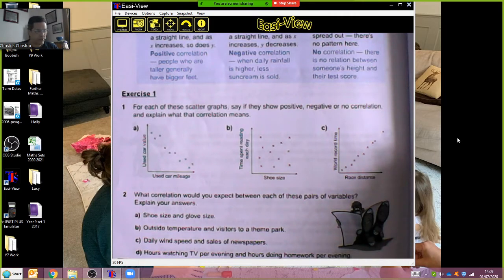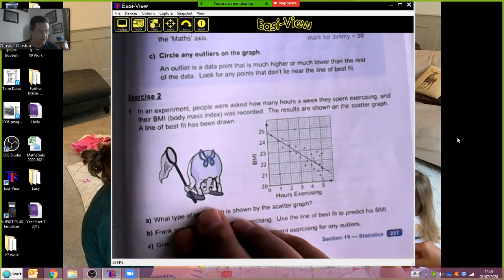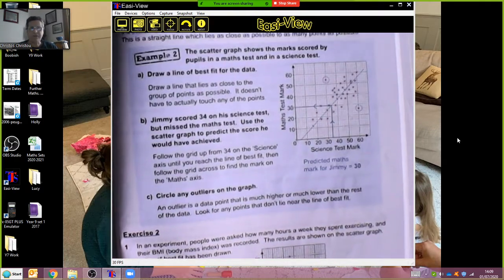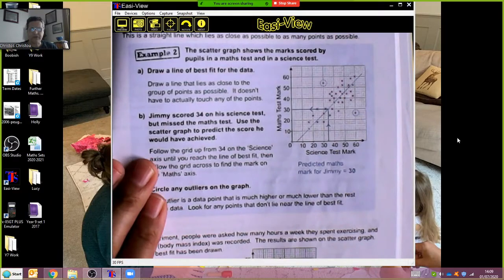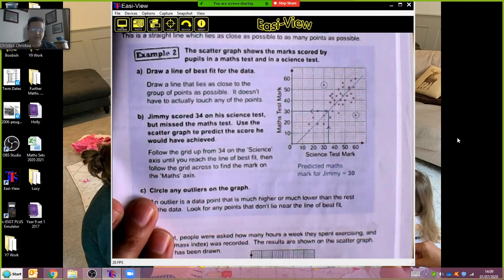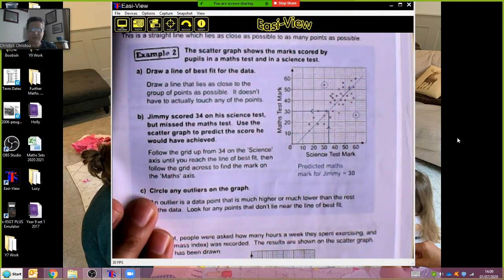Then I've directed you to go into exercise 2 on the following page. So I've just slid it across here. If there is a correlation that exists between two variables, for example, the science test mark and a maths test mark, then you can validly draw a line of best fit through the data as best you can.